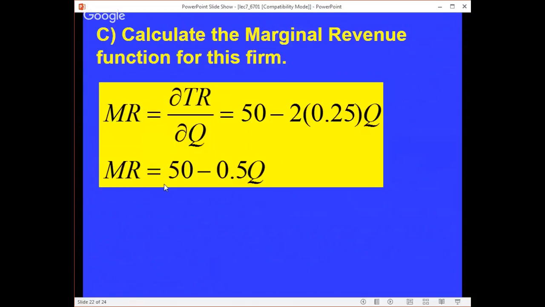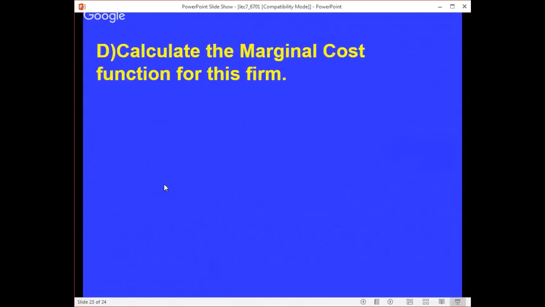So if we did marginal revenue, the next logical step is marginal cost. I gave you the total cost function, which was 0.75Q squared. How do I get marginal cost from that?